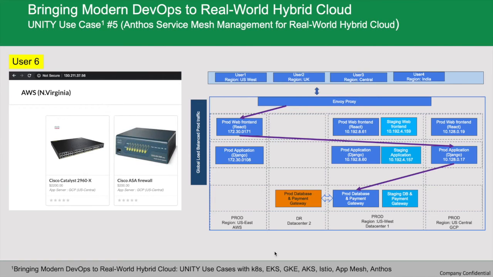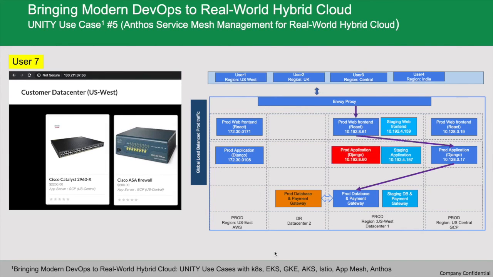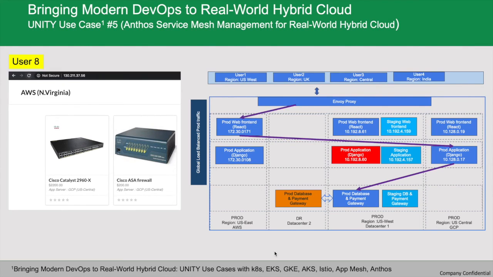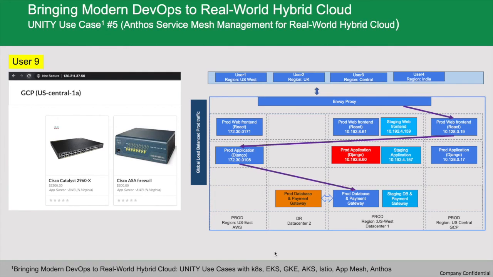Now that we've turned off the application in the data center, let's look at user 7, for which the front end is served from the data center and the application is served from GCP. User 8 goes to the Amazon front end and the GCP application. User 9 goes to the GCP front end and the Amazon application. So next we're going to go and start turning off services in the other regions.